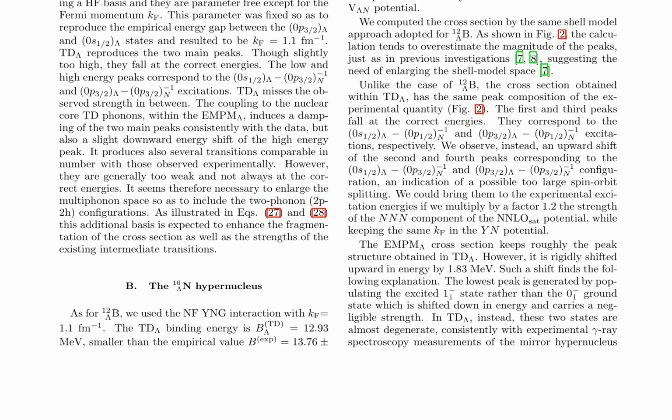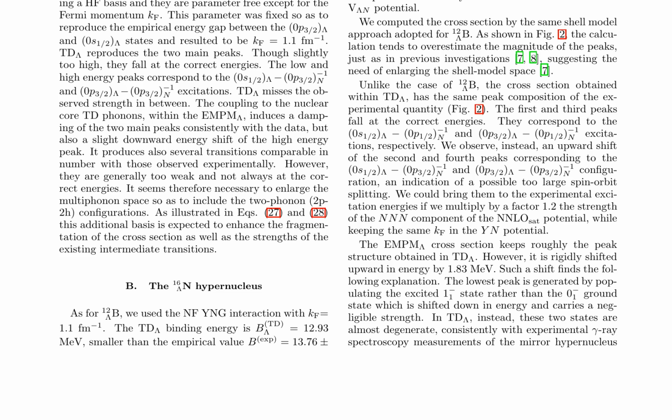For ¹²ΛB, the calculated binding energy within the TD lambda model is lower than the empirical value, and the EMPM lambda model produces a higher binding energy. The cross-sections obtained from both models are compared to experimental data and a shell model calculation. The TD lambda model tends to overestimate the peak magnitudes, suggesting the need for an enlarged shell model space. The EMPM lambda model introduces a damping of the main peaks and generates additional transitions, but they are too weak and not at the correct energies, indicating the necessity of including phonon configurations in the multiphonon space.